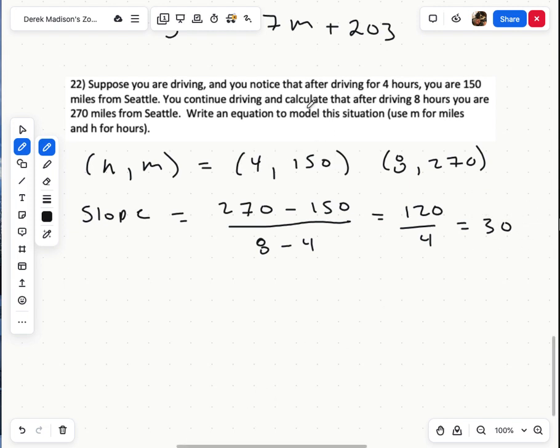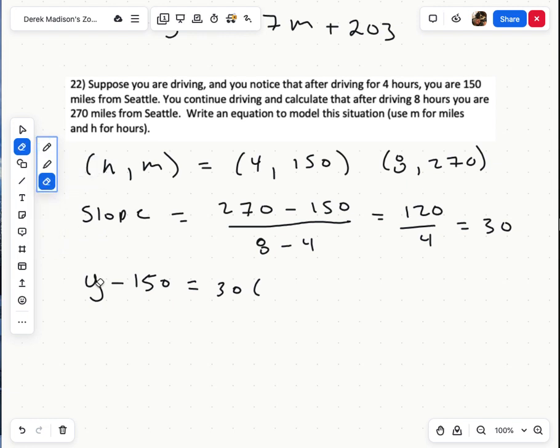The mistake people do make on this problem is they assume that they started in Seattle. That is not necessarily the case. The only information we have is at 4 hours you're 150 miles from Seattle. So we'll still do our point slope form and figure out where we actually started. So y minus, again, either point is fine. I'll use the smaller one. 150 equals our slope, which is 30 times, I used y. Get rid of that.